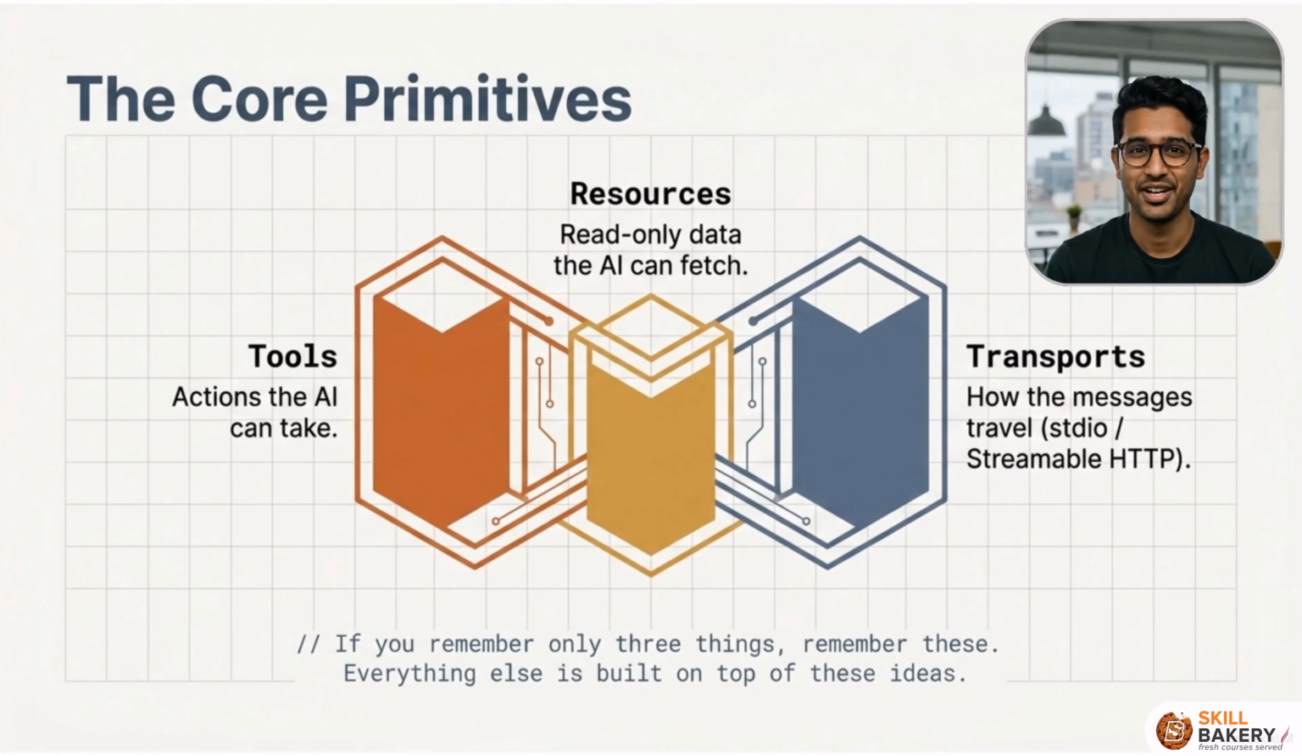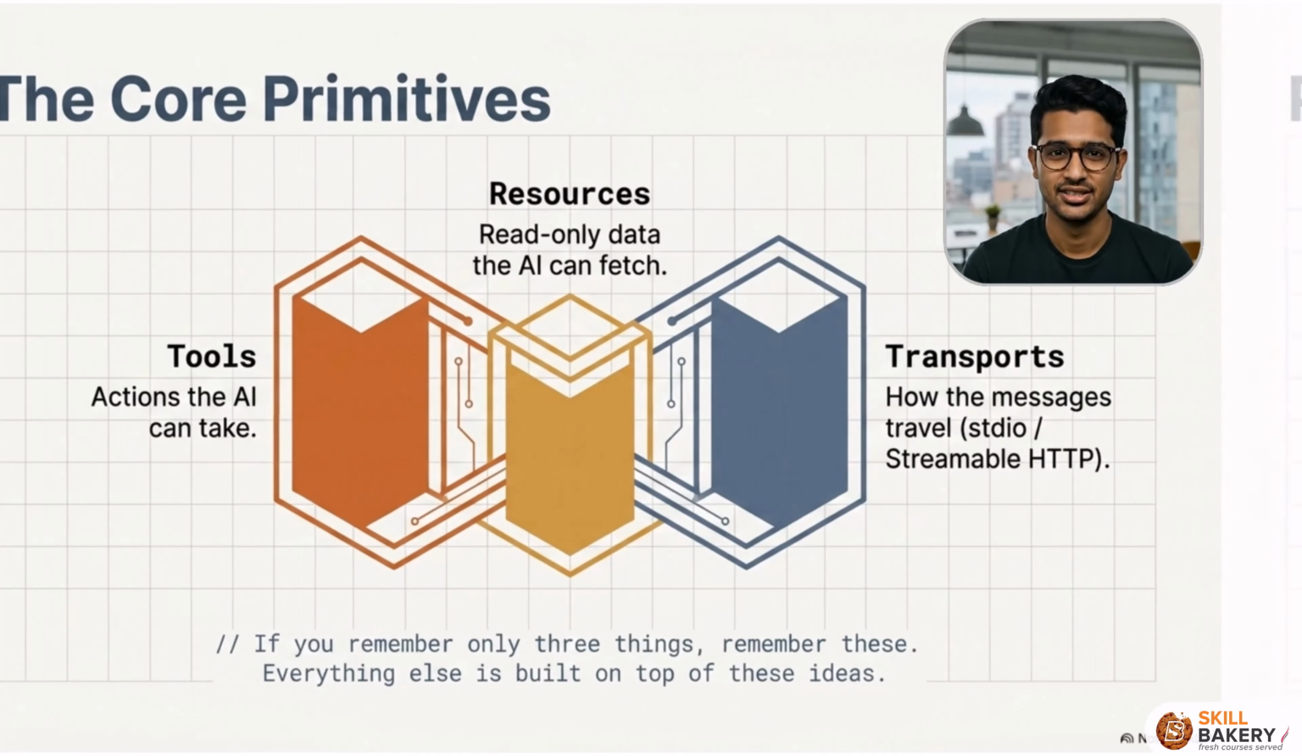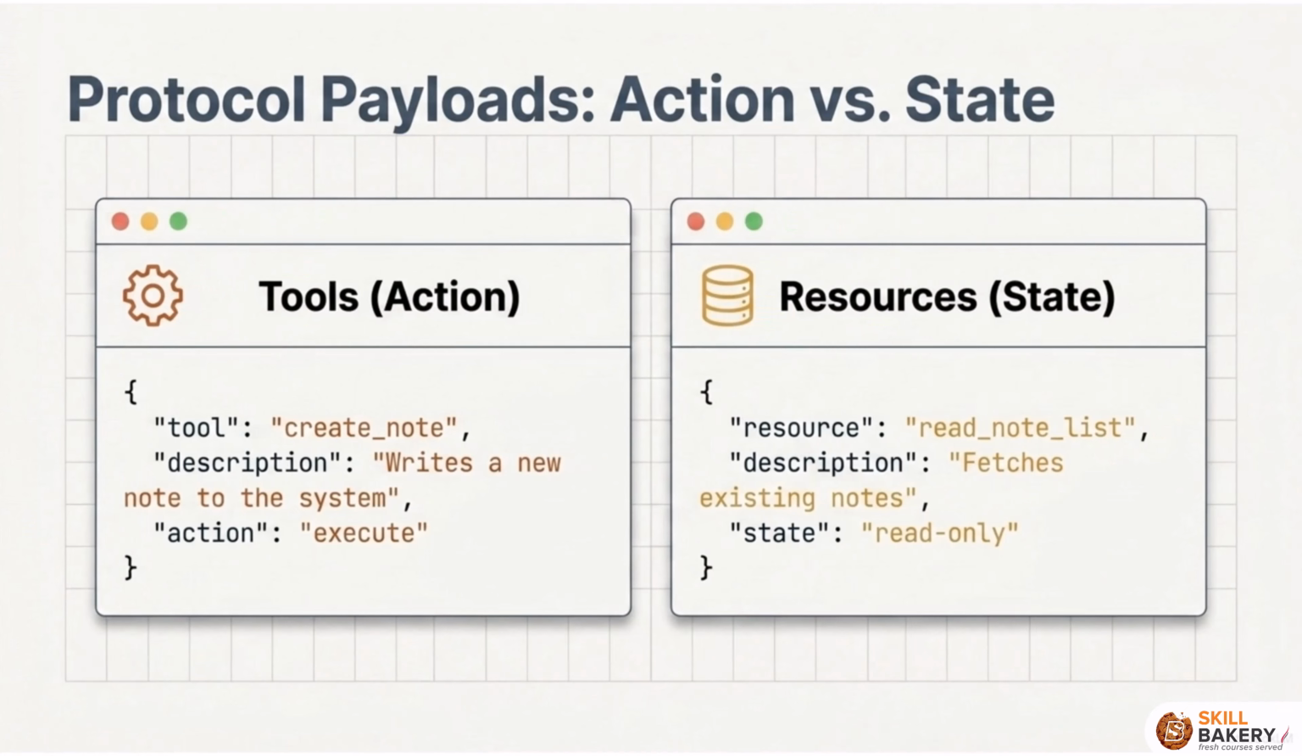Remember these three core primitives: tools for actions the AI can take, resources for data the AI can fetch, and transports for how messages travel. Everything else is built on these ideas. When defining your protocol, remember the distinction. Tools represent executable actions, like creating a note, while resources represent state, such as reading a list of notes.